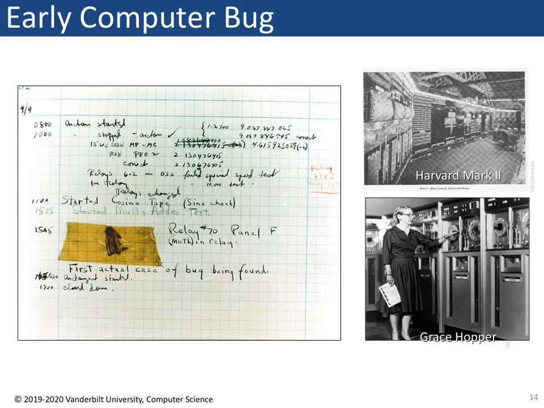One day there was a problem with the Mark II, and the researchers searched through and found that the problem was there was an actual bug stuck in relay number 70. And so you see in their documentation here, because they actually taped the moth to their logbook, and they inscribed below it, first actual case of bug being found. So they were already used to referring to small problems as bugs, but in this particular case, the bug was a bug.